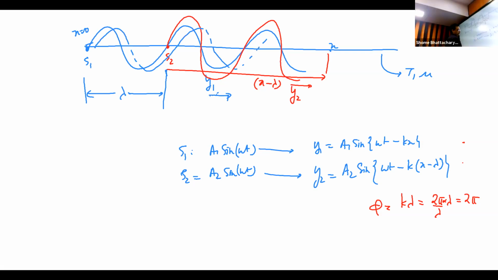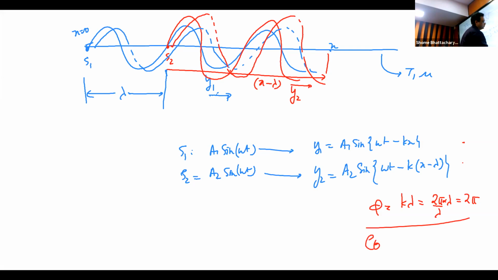Okay, and after a while, this one has become like this. But you can see that the crests and troughs are always overlapping. So you can understand why the amplitudes are adding, because they are adding in phase. So this is the case where constructive interference is taking place.